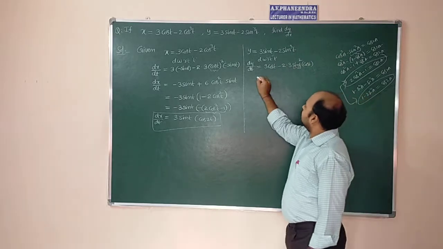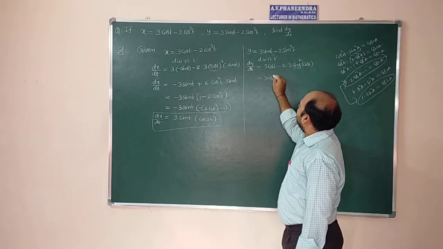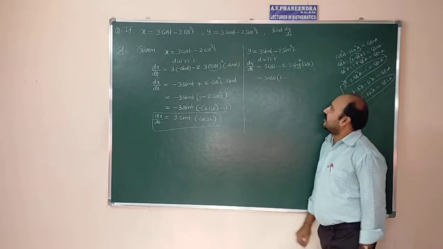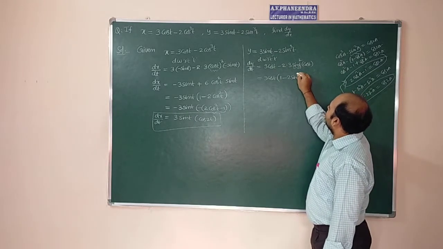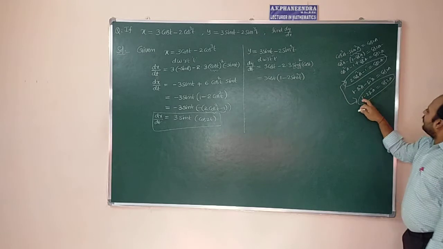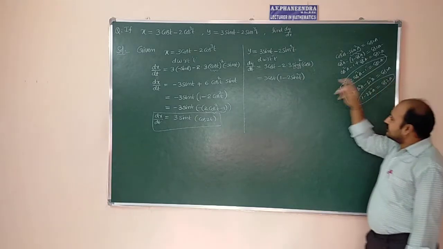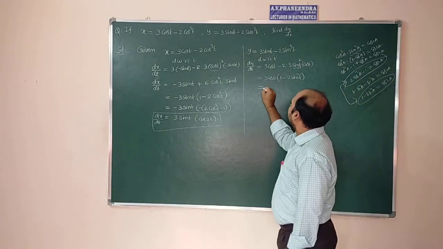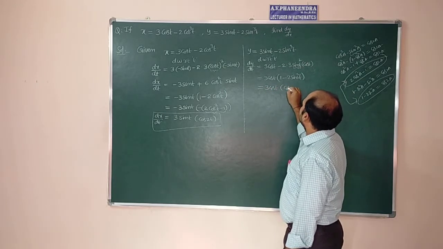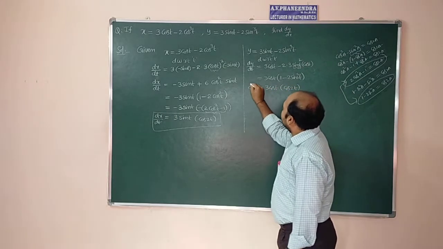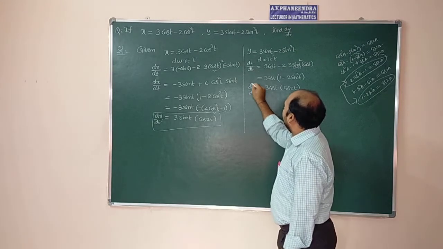From these two terms, take 3 cos t common. 3 cos t into 1 minus 2 sin square t. Just now we have the formula 1 minus 2 sin square a is equal to cos 2a. In the same way, 1 minus 2 sin square t is equal to cos 2t. So 3 cos t into cos 2t. This is the value of dy by dt.